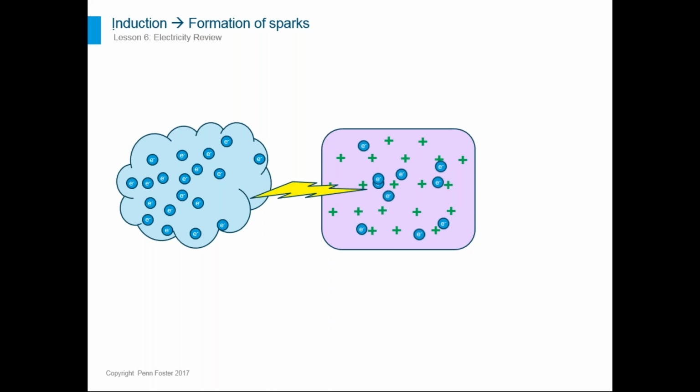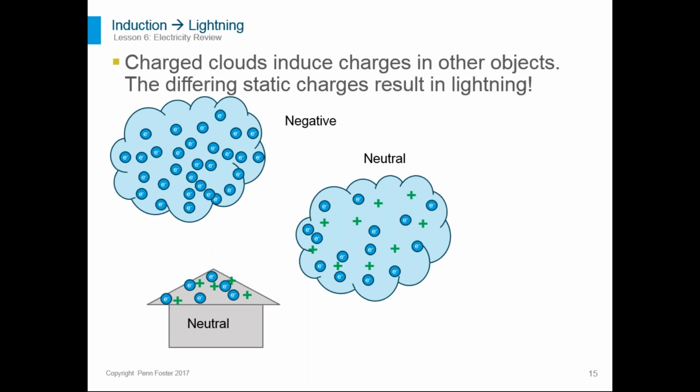This is on a small scale, and then on a larger scale, this is actually what happens when lightning strikes. A charged cloud in the sky can induce a charge on the other clouds or buildings or the ground. Then electrons jump from one charged area to another.